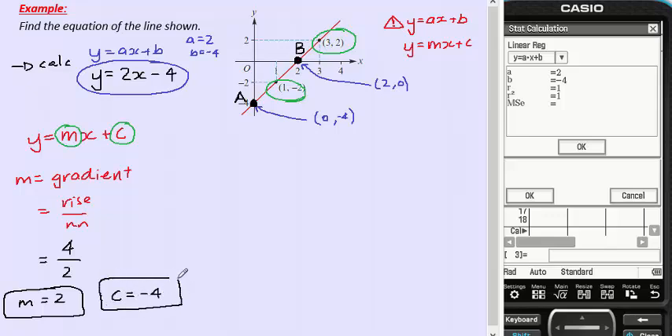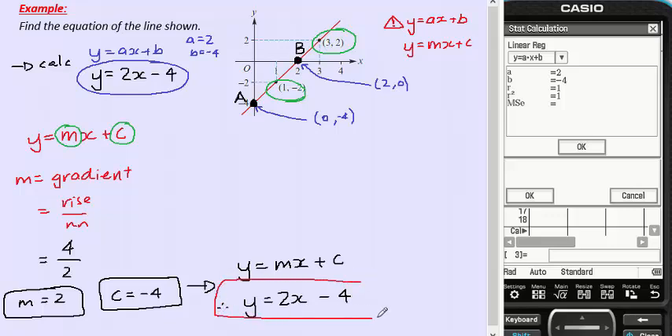And therefore, now that I know my gradient and my y-intercept, I can say that if m is 2 and c is -4, then y equals mx plus c will become y equals 2x minus 4. And that's how I can find the equation of the line without using technology from the graph that I'm given.